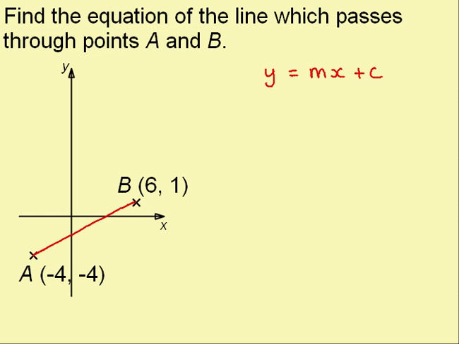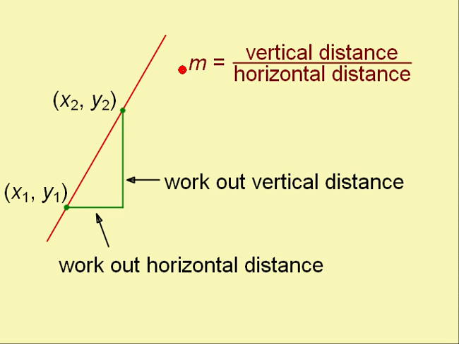The only difficult bit is finding the gradient of the line, because I haven't got a grid here to help me do that. So how do I find the gradient of this line here? We know that the gradient of a line is given by a vertical distance divided by a horizontal distance.